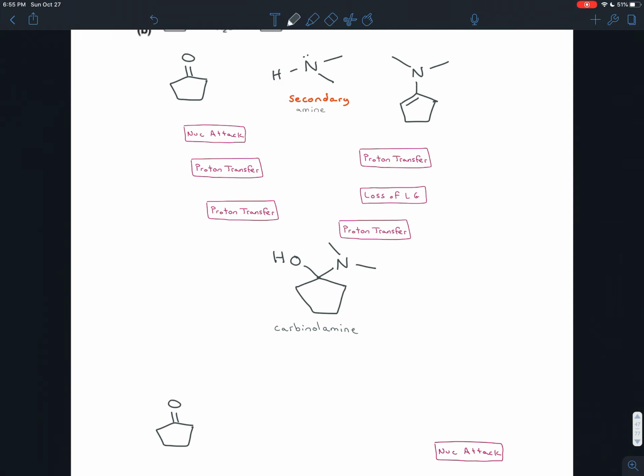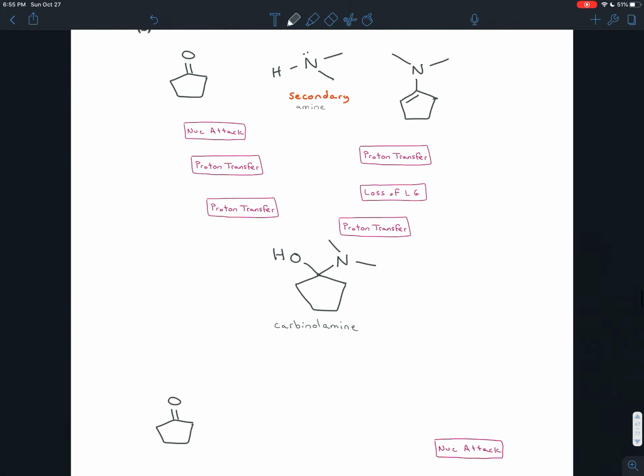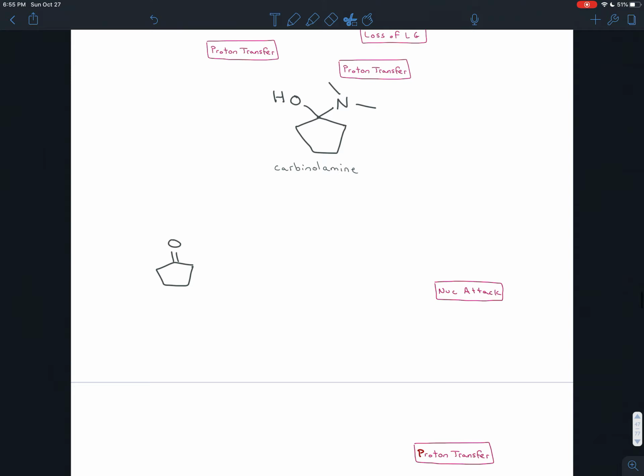Okay, I've written out these steps, these curved arrow patterns. I've written them out one by one. I encourage you to do the same when you draw out the mechanism. So we're going to have the first step, nucleophilic attack. That's going to occur between the carbonyl and the secondary amine.